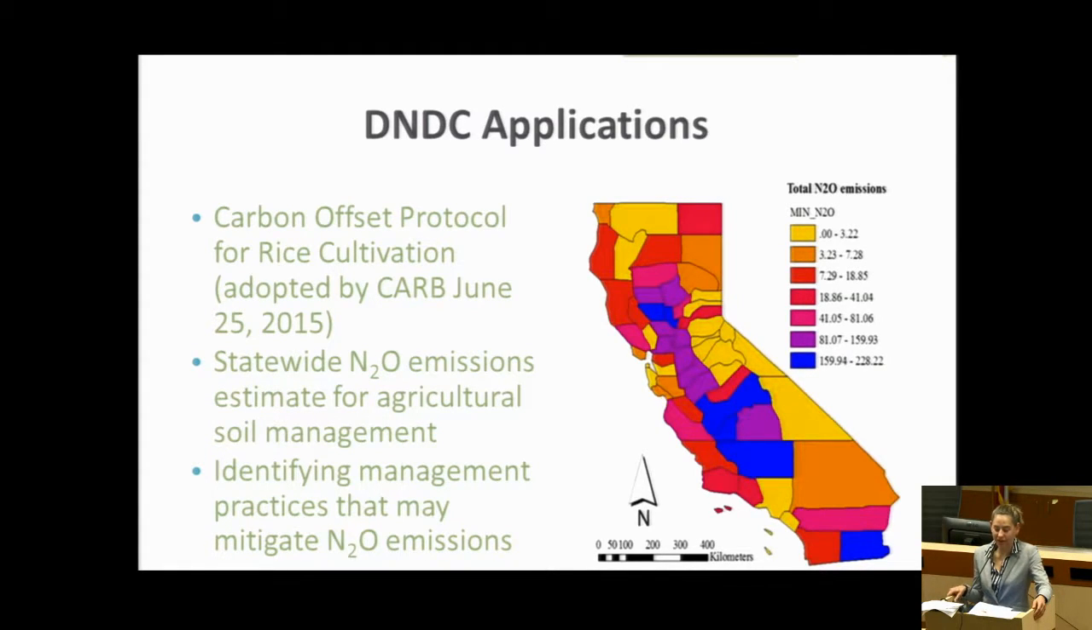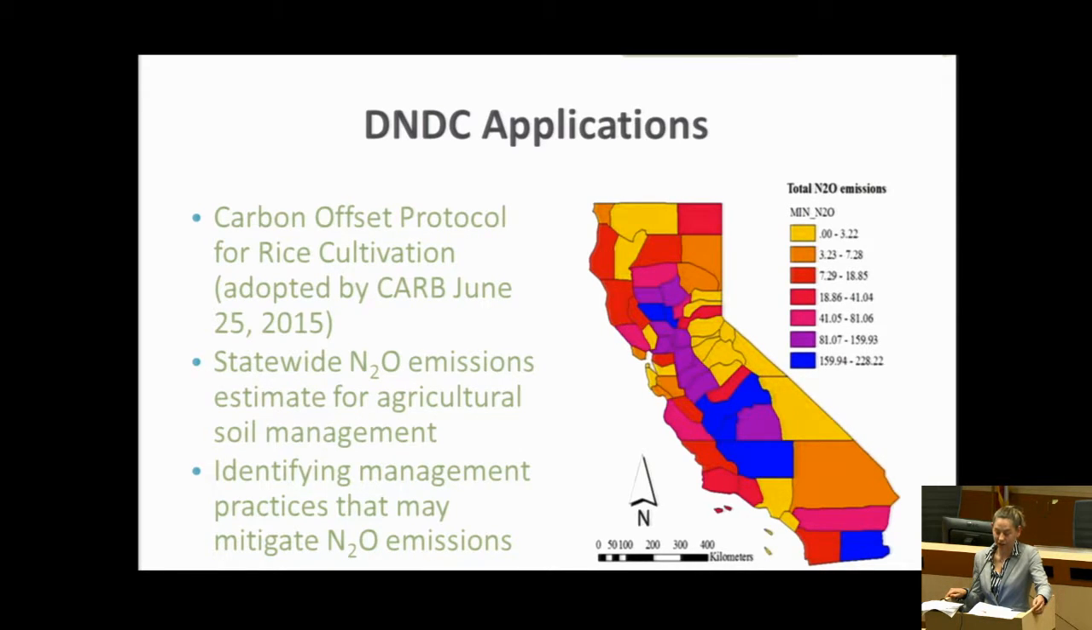We've used DNDC to develop the rice offset protocol, which was adopted by ARB last June. DNDC was the only accepted methodology for the GHG accounting in the rice protocol. We have used DNDC to estimate N2O emissions from ag soils at the county level. A lot of effort has gone into this, including collecting California activity data, and calibrating and validating the DNDC model. We are running the model right now to develop the statewide emission estimate, and we'll compare the results with those obtained from emission factors to evaluate whether DNDC can improve the California inventory.